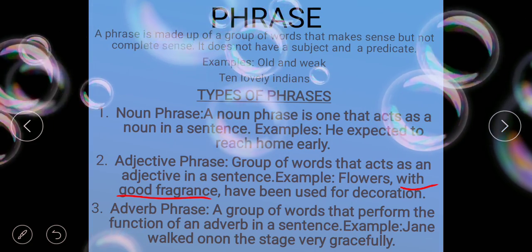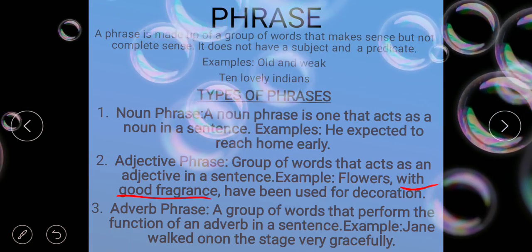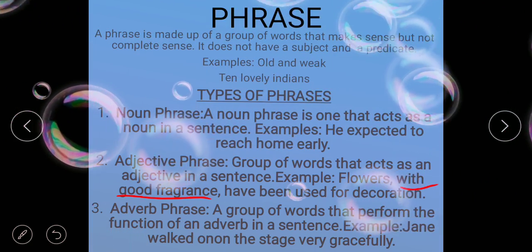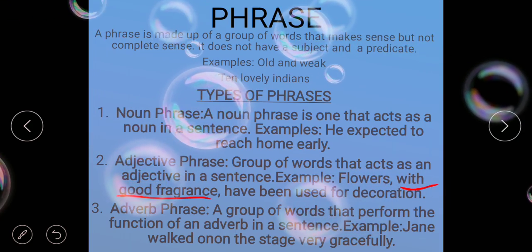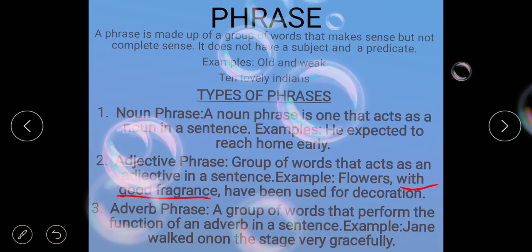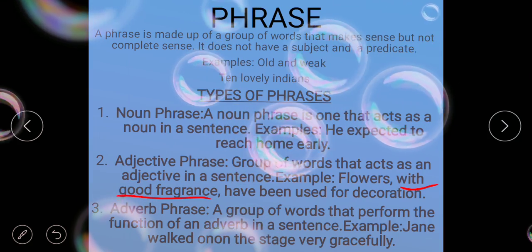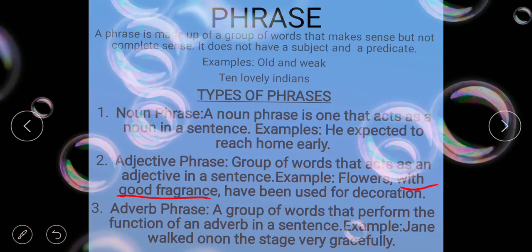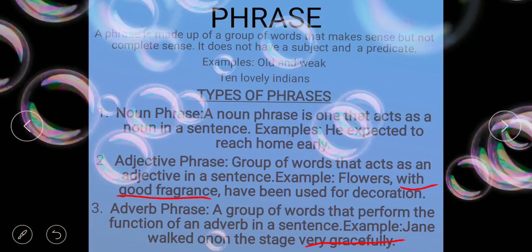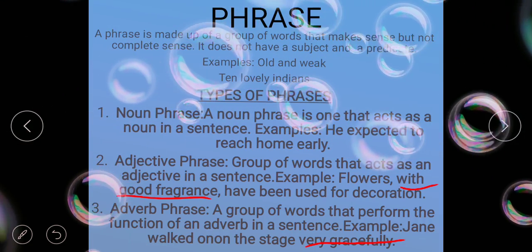Adverb phrase. A group of words that performs the function of an adverb in a sentence is called an adverb phrase. Jenny walked on the stage very gracefully. The adverb phrase modifies the verb walked. How did she walk? Very gracefully. So this is the example of an adverb phrase.